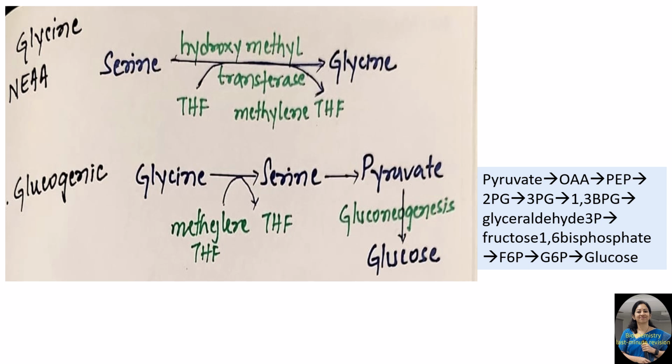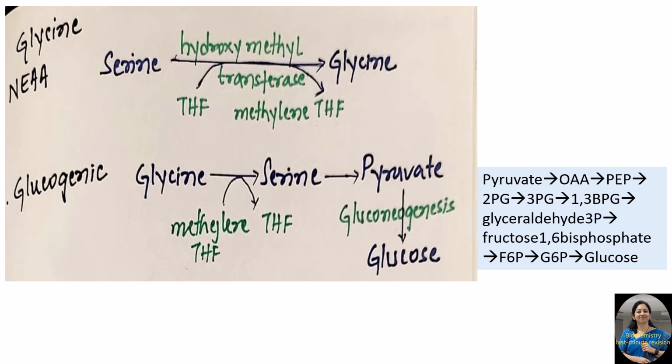Now here tetrahydrofolic acid is a carrier of all the different one carbon compounds. With respect to glycine metabolism, methylene is the group that is carried by tetrahydrofolic acid. So glycine accepts the methylene group from tetrahydrofolic acid and gets converted to serine. Now this serine gets converted to pyruvate, and pyruvate gets converted to glucose by the gluconeogenesis pathway, where glucose is synthesized from a non-carbohydrate source. Now the pathway is as follows.